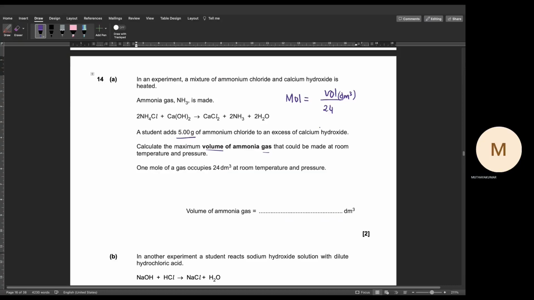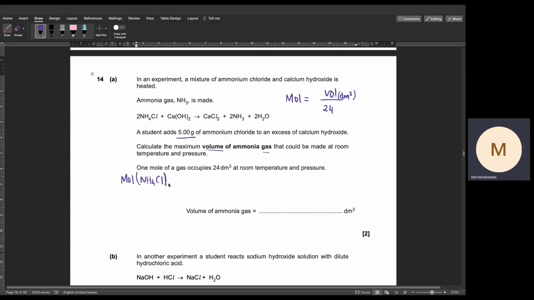So we know this equation is going to feature in this question, but at the moment we don't have the moles, so we need to calculate that out first. We are given the mass of ammonium chloride. The ammonium chloride is being added to an excess of calcium hydroxide, so we don't need to worry about calcium hydroxide, that's in excess. So the limiting reagent, and therefore the amount of ammonia gas, is going to be dependent on the number of moles of ammonium chloride. So step 1, work out the moles of ammonium chloride, NH4Cl.